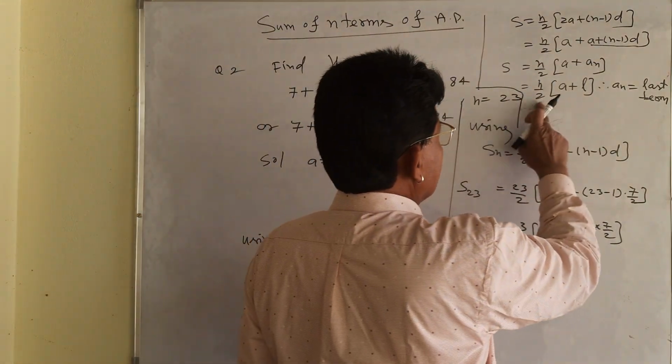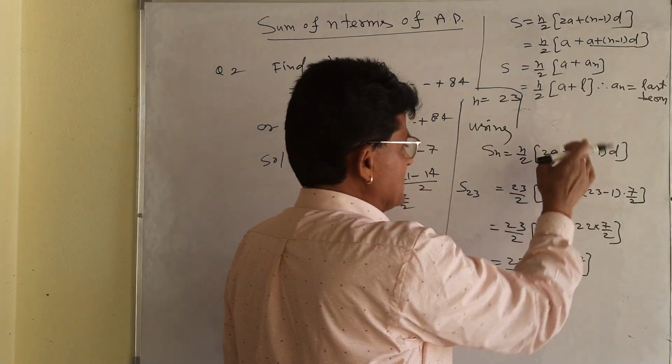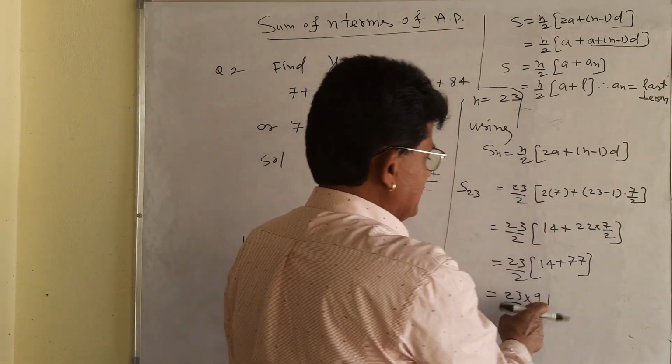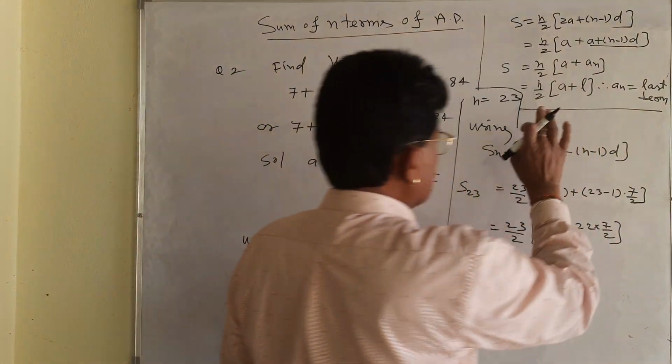N is 23, and 23 by 2. a is how much? 7. Last term is what? 84. The same thing you are getting. 7 plus 84, that is 91. That is why you can find it directly by using this formula.